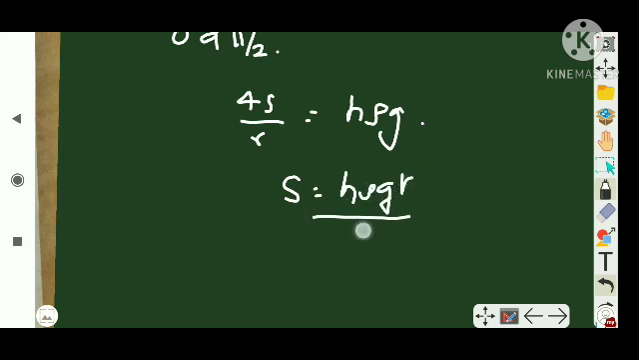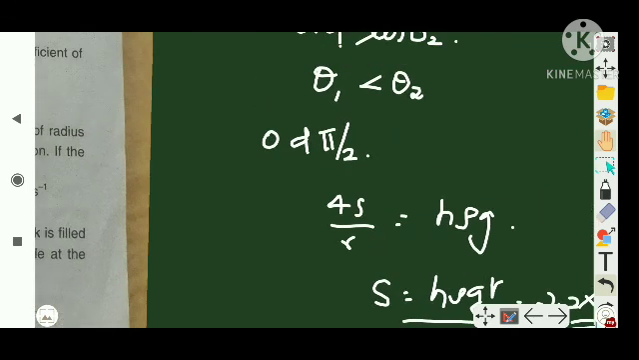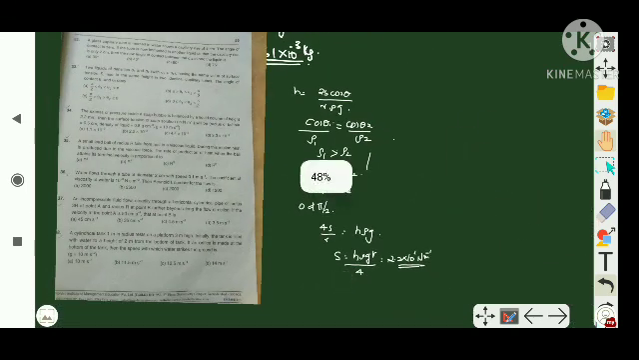Soap bubble, right? 4S by r is balanced by the column h rho g. Find S is equal to h rho g r divided by 4. So h is given as 0.05, and r is given as 0.05. You just substitute the values. You are supposed to get the answer 2.2 into 10 to the power minus 2 Newton per meter. This is a simple question, that's why I'm not going to take that much time.